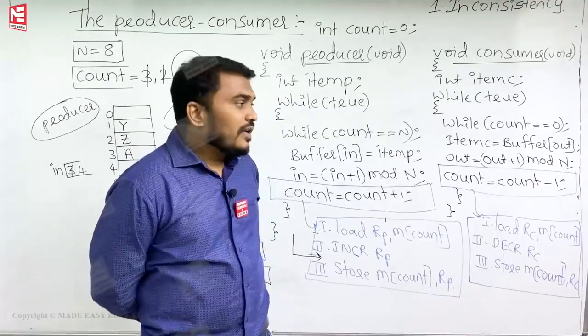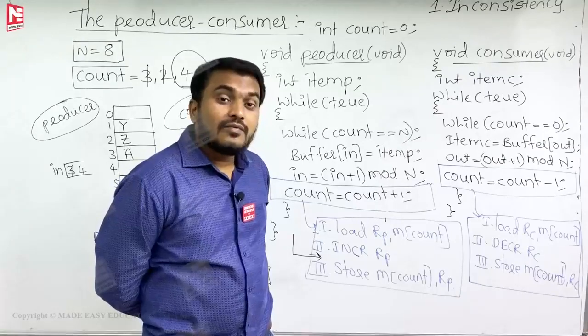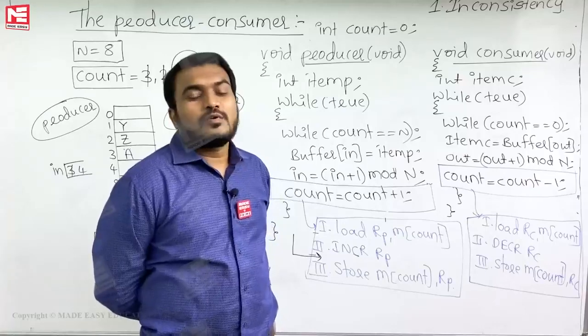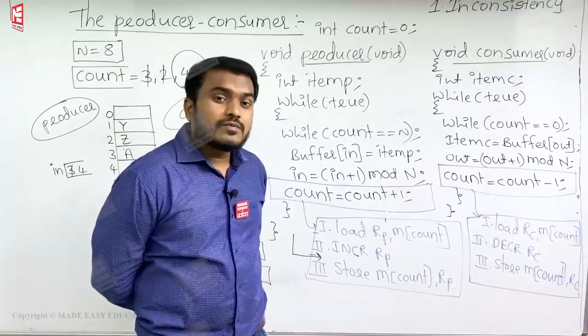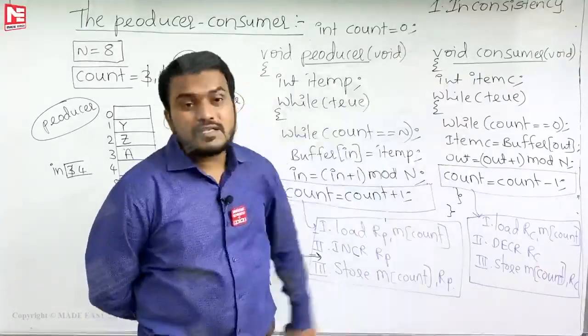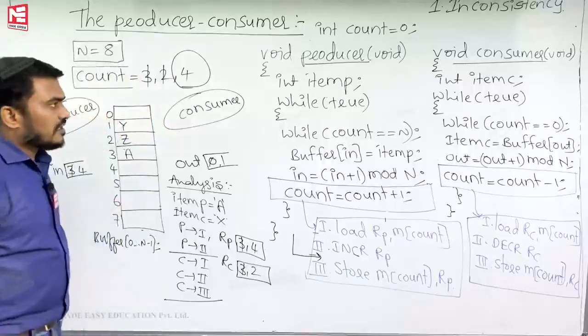Okay, now why is the problem coming here? Because producer and consumer are not properly synchronized while sharing the common variable count. When they share the common variable count, there is no proper synchronization, so that is the reason we are having the problem of what? Inconsistency. Right? So that is the explanation here.